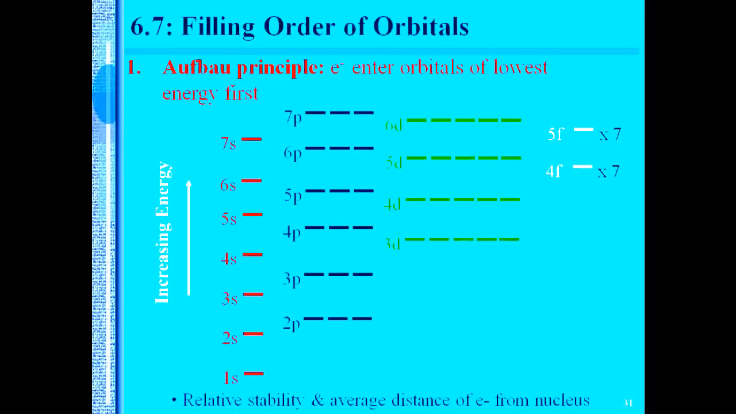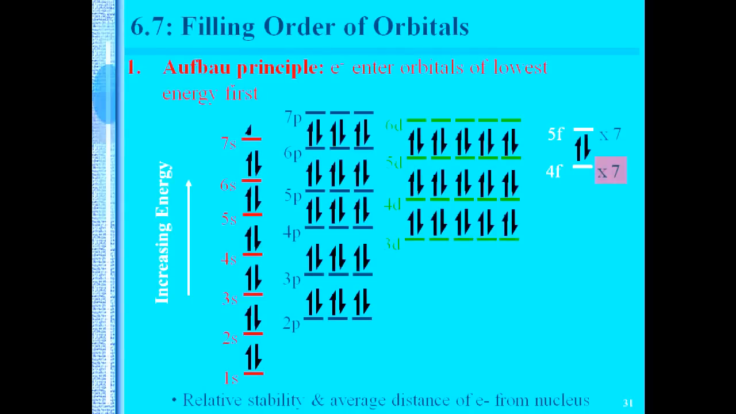So when filling this, we're going to fill the 1s first with 2 electrons, then we'll move to the 2s, then to the 2p, filling each orientation with 1 electron first, and then going back and filling the orientations with pairs. And this continues all the way through until all of the orbitals are filled.